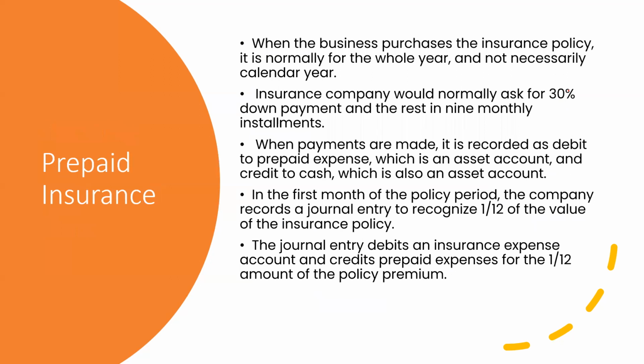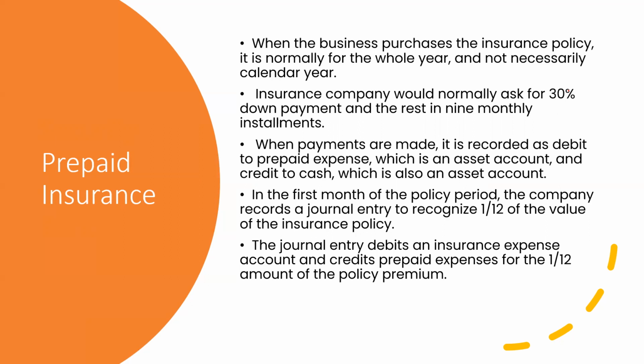Now, in the case of prepaid insurance, it is a very common practice that when the insurance company gives a quote, let us say the quote is for $100,000, then the insurance company will ask for 30% down payment and the rest, 70%, in 9 monthly installments. So in that case, how should it be treated?